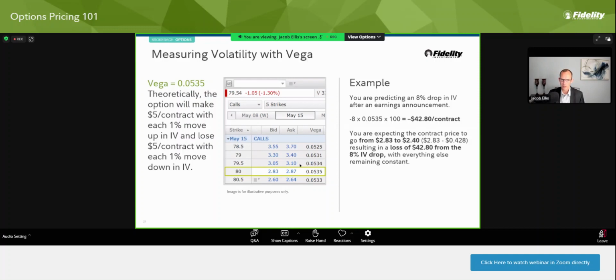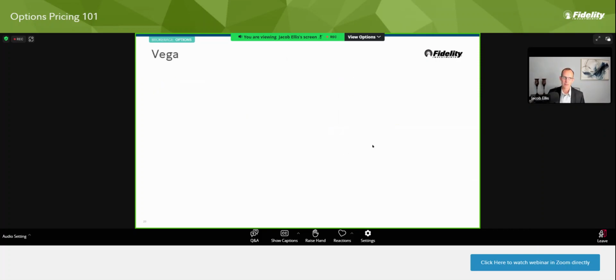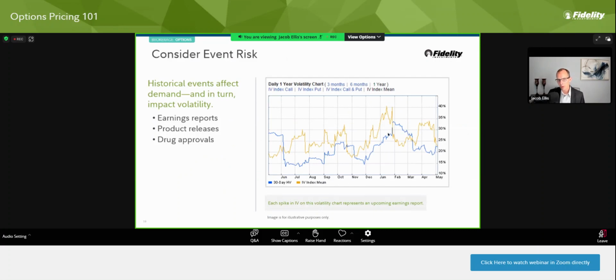And folks, if you're wondering, is an 8% change in implied volatility reasonable as a result of the passage of an earnings announcement? Absolutely. If we glance at this previous chart one more time, we were going from 40% implied volatility to somewhere in the mid-20s.